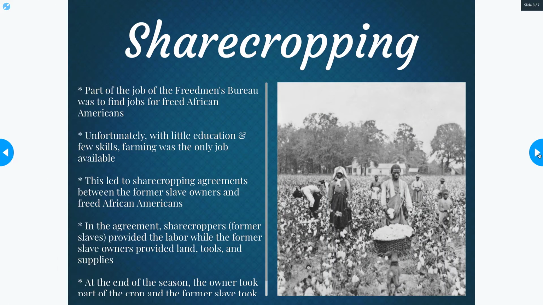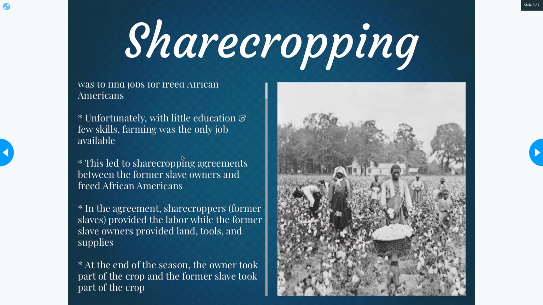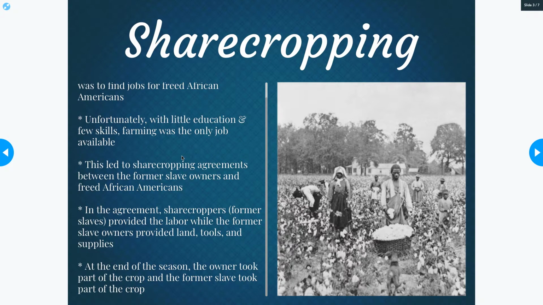Now, sharecropping is an unfortunate side effect of the Freedmen's Bureau. Part of its job was to find jobs for the freed African Americans. But unfortunately, many of them can't read or write. They've done nothing their entire life other than farm. So they have to come up with some way to find them a job when they have no skills and really no education whatsoever. So the solution is we're going to put them back on the farms where they formerly were slaves, and they're going to be what is called a sharecropper.